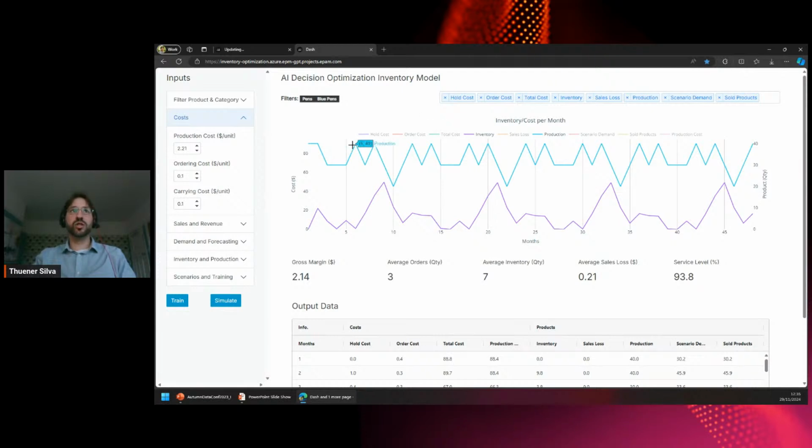So then your production is changing. It changed your production profile, and your inventory also changed. You see more inventory in this case, but your service level went higher. So if I'm able to save a little bit on my holding cost, I'll be able to have a better service level on this process without compromising the other parts. So this is one example.